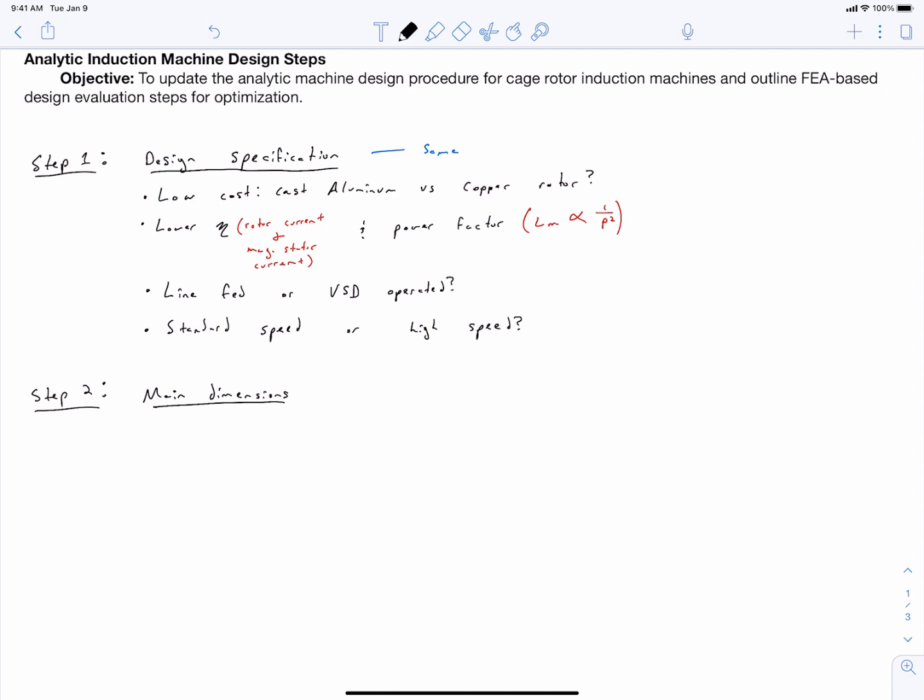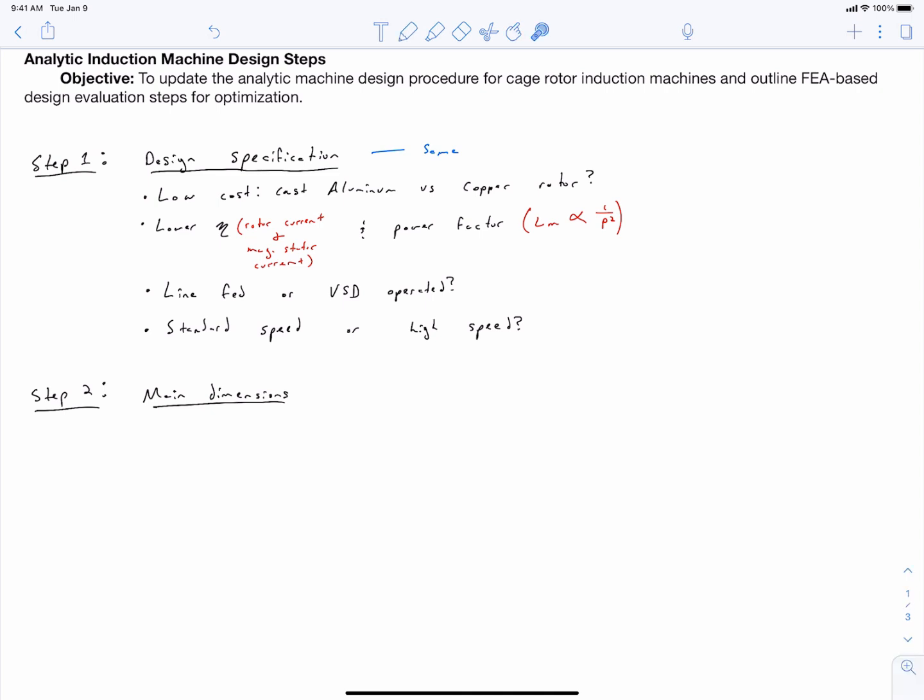The objective of this video is to update the analytic machine design procedure for cage rotor induction machines and outline FEA-based design evaluation steps for optimization. This video is intended to be based off of or compared against a previous video that we had on the analytic machine design steps. So this video revises those lecture notes for this cage rotor induction motor.